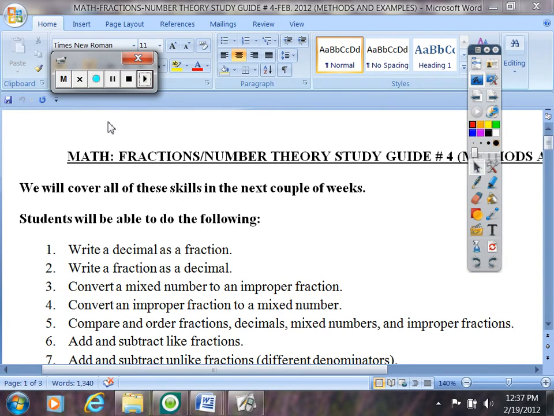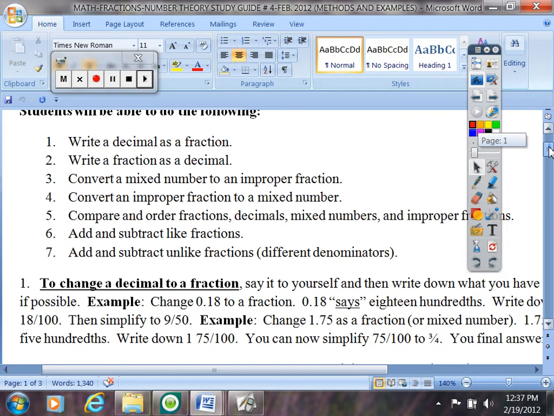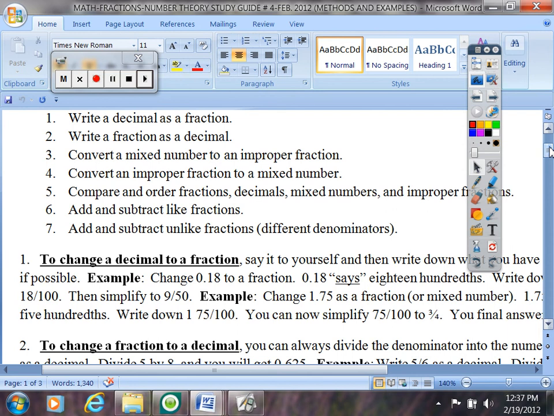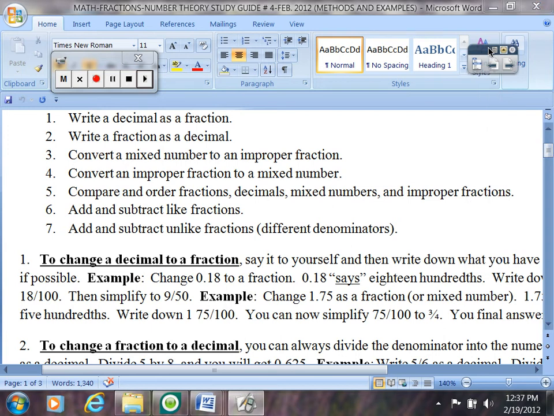All right, just to show you what you're going to be doing on this one, you're going to learn to write a decimal as a fraction, write a fraction as a decimal, convert a mixed number to an improper fraction, convert an improper fraction to a mixed number, compare and order fractions, decimals, mixed numbers, and improper fractions, add and subtract like fractions, and add and subtract unlike fractions. And I'm going to get a clear screen here, and I'll go through all of these fairly quickly.